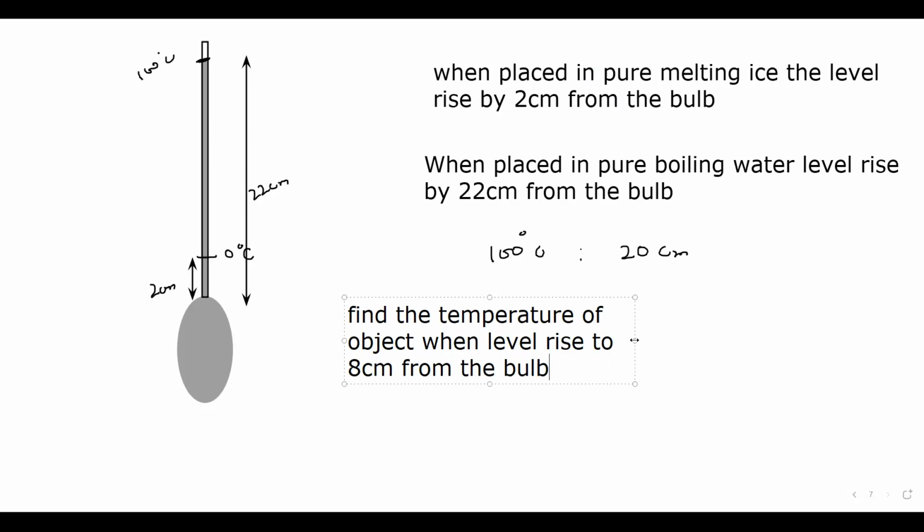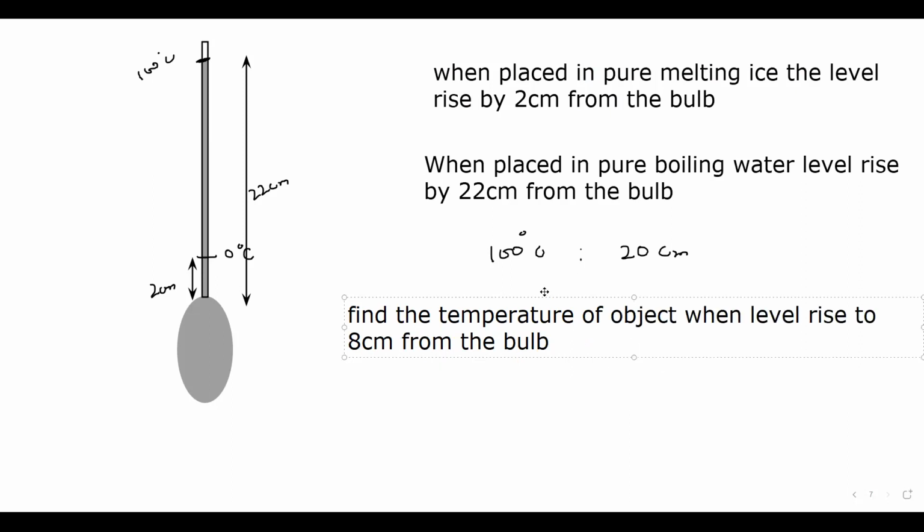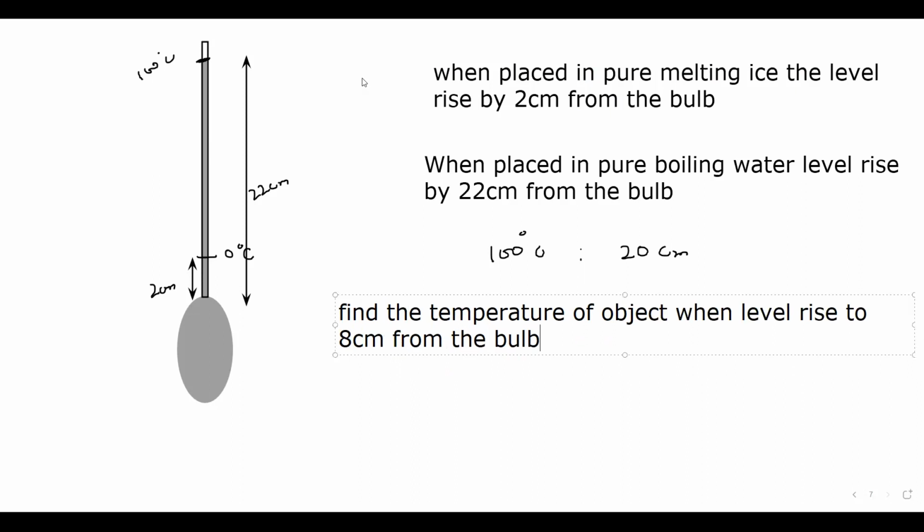So we have to find the temperature of an object when the level rises to 8 centimeter, or the level changes to 8 centimeter from the bulb. So when we place the object, the level changes to 8 centimeter from the bulb. So this is 8 centimeter. We want to find the temperature of object. So how to find the temperature of this object?